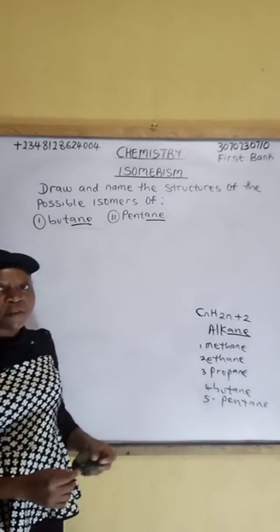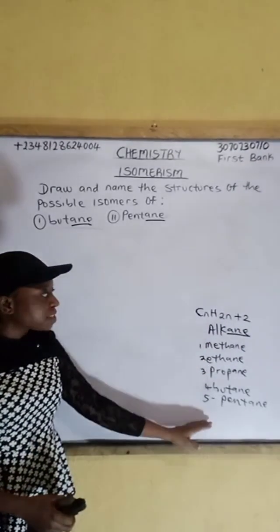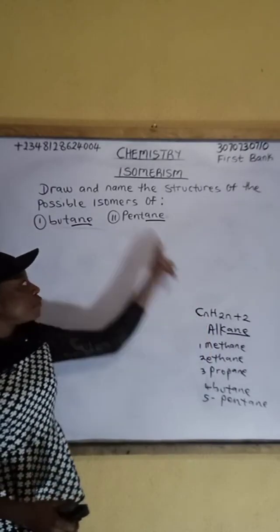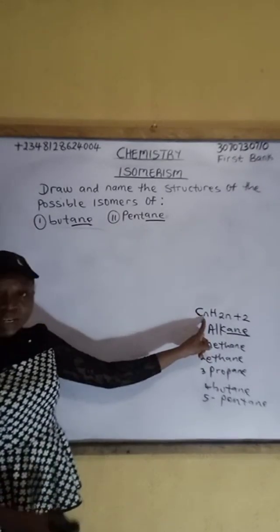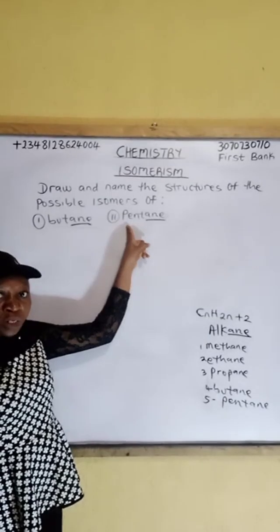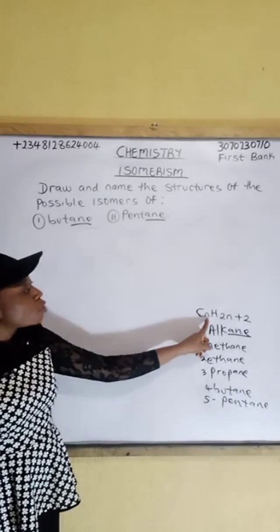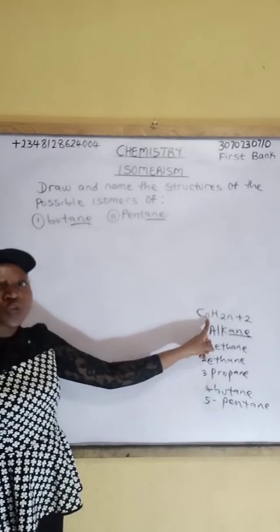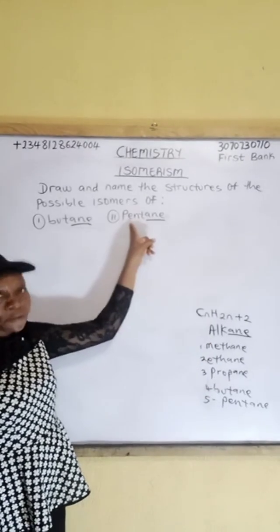CnH2n+2 is the general formula for alkane members. So you can derive the molecular formula for pentane from this general formula. Pentane being the 5th member, your n will be equal to 5, since it is the 5th member.